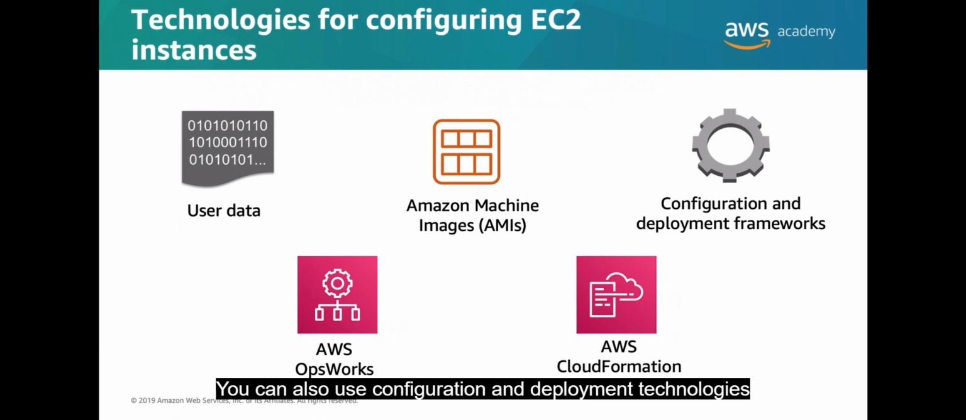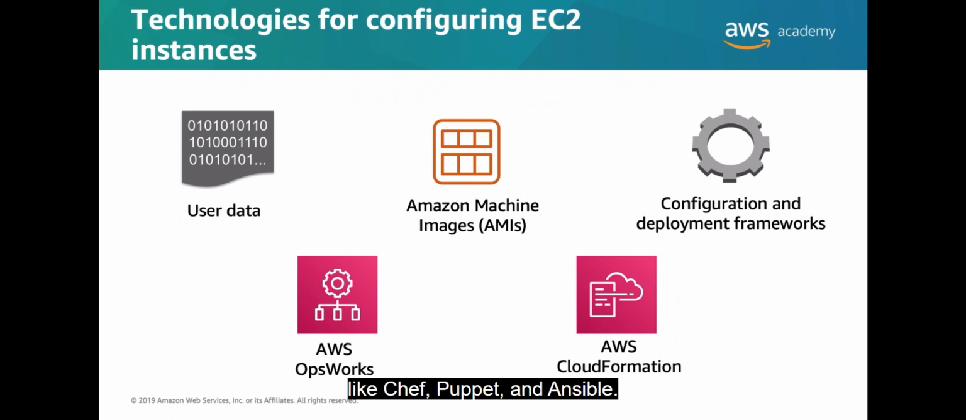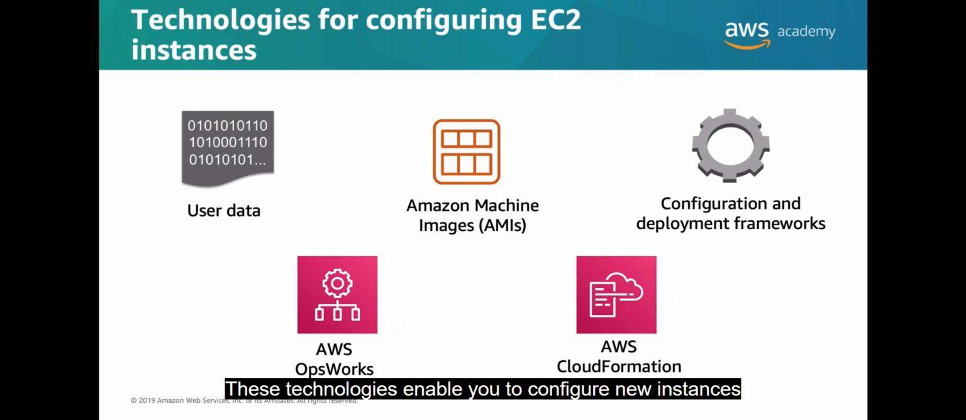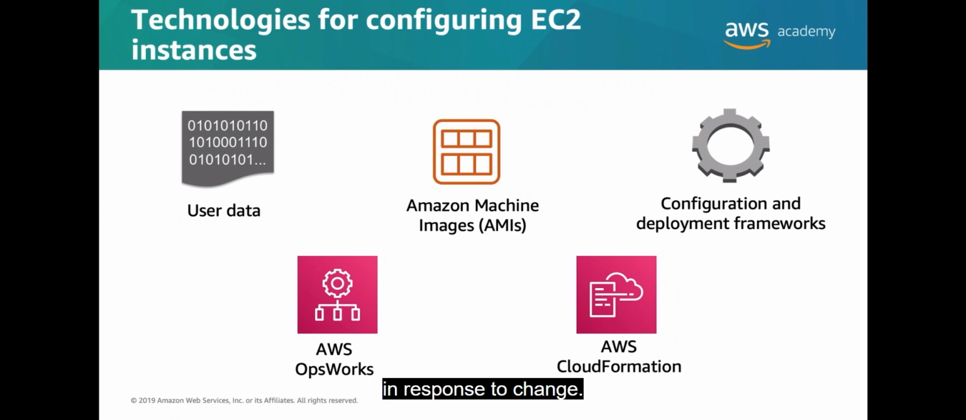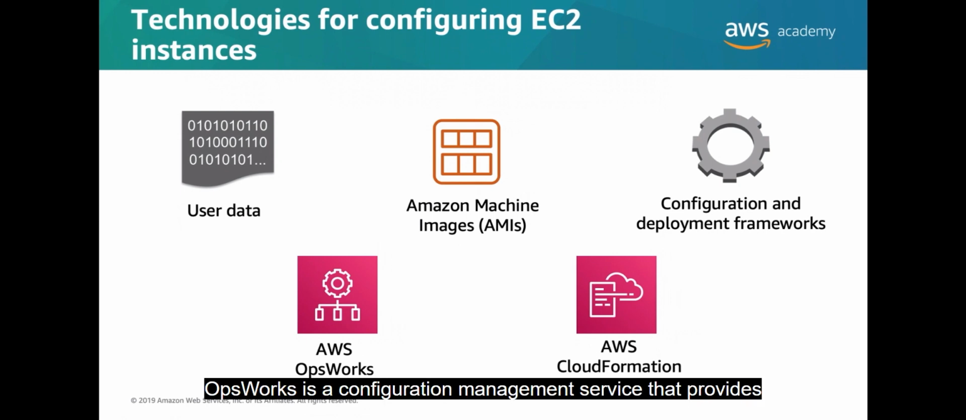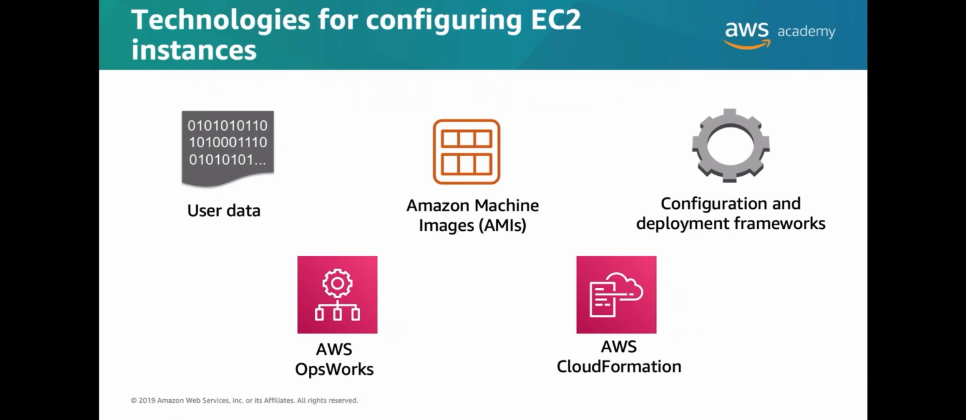You can also use configuration and deployment technologies like Chef, Puppet, and Ansible. These technologies enable you to configure new instances through reusable templates. They also update configurations dynamically in response to change. OpsWorks is a configuration management service that provides managed instances compatible with Chef and Puppet to perform updates and deployments. And finally, AWS CloudFormation is a service you can use to create and manage your AWS infrastructures. It enables you to configure architectures for repeatable and consistent deployments.